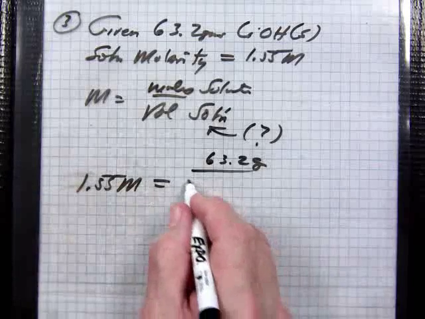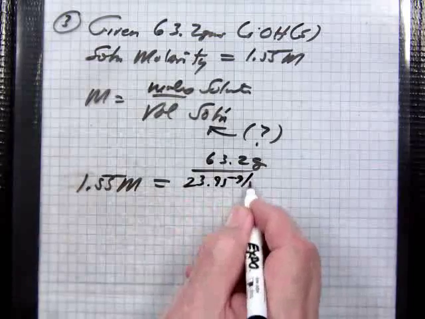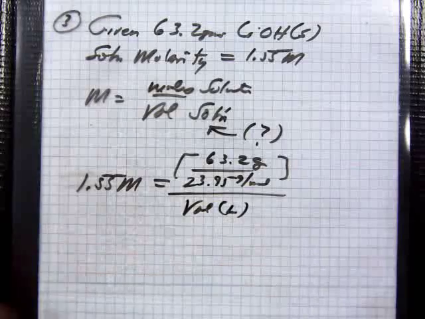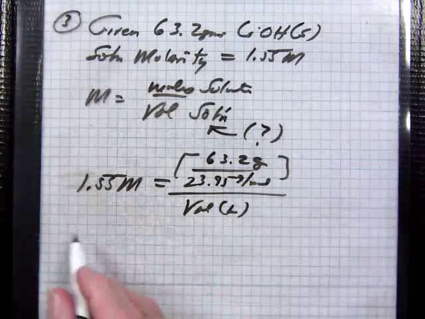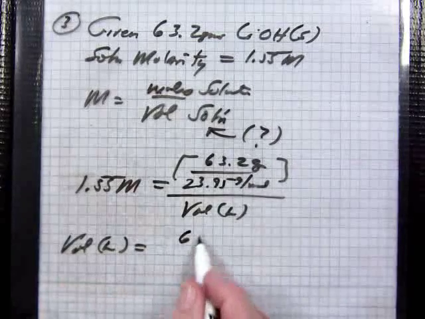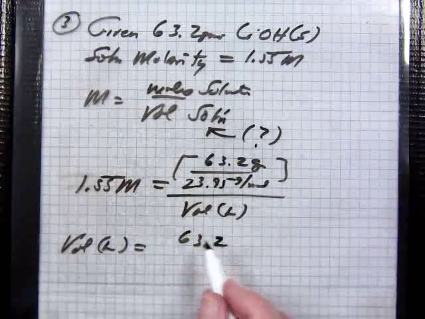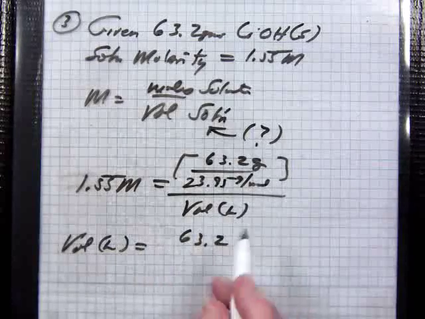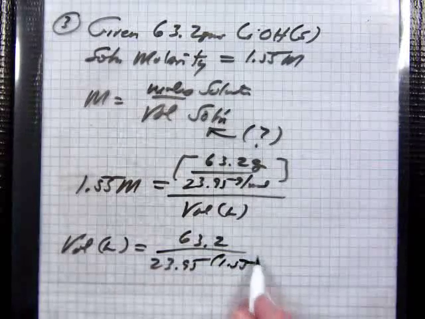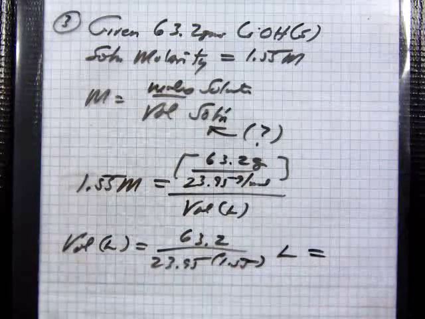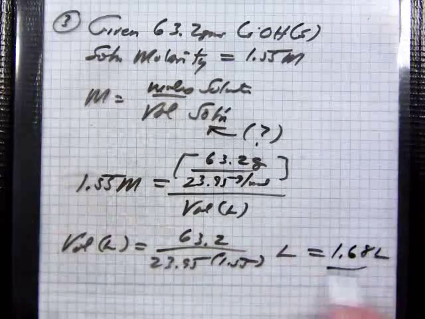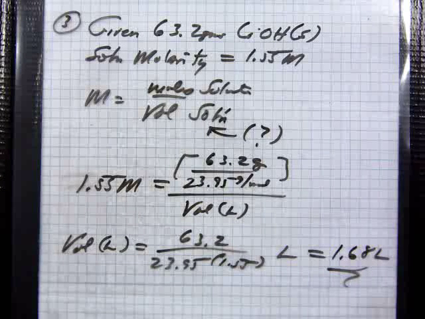23.95 grams per mole. So there's your mole divided by the volume, and that'll be in liters. So you just punch that in, and volume in liters now is 63.2 divided by 23.95 and 1.55. Now this one's going to come out in liters. We want it in milliliters, 1.68. And so you punch it in, it should be 1.68 liters in that particular one.